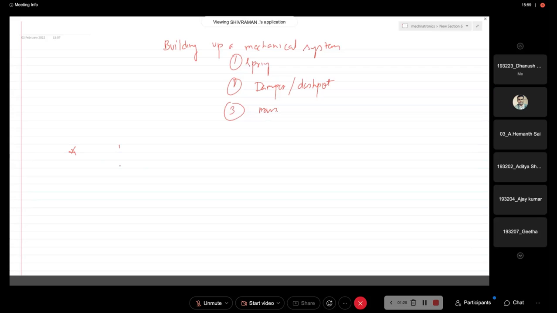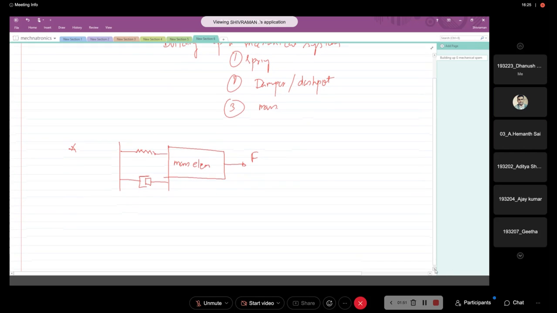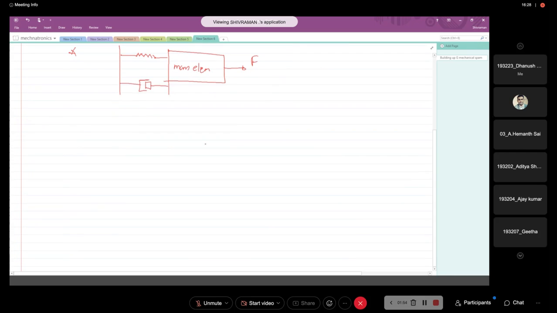So let's consider a simple system having a spring and a dashpot or a damper connected to a mass element M. Okay, we are applying force F. So we have to develop a mathematical model for this system. We have these basic elements here. So all three basic elements are available.